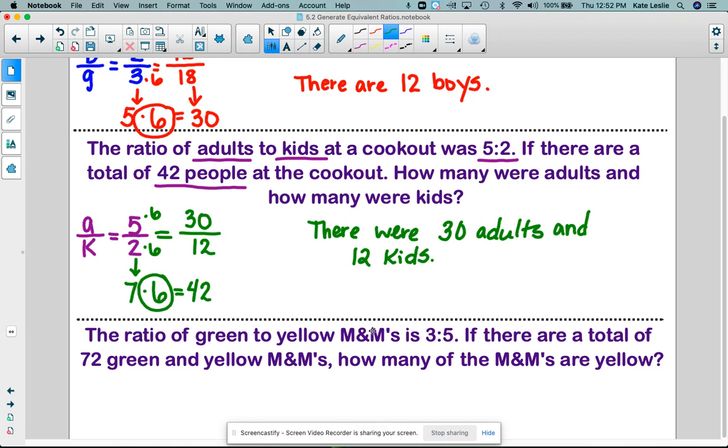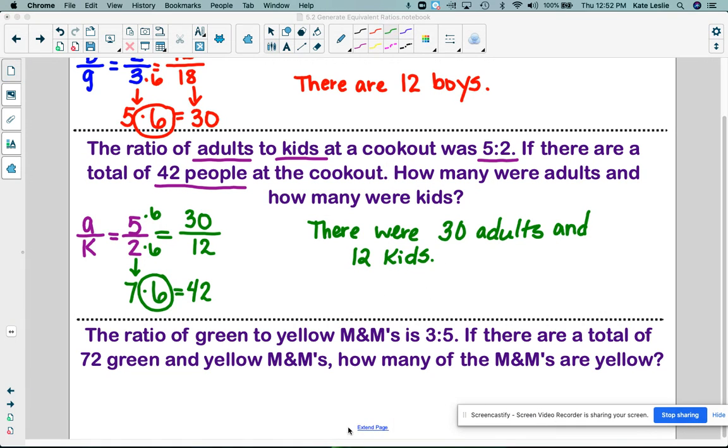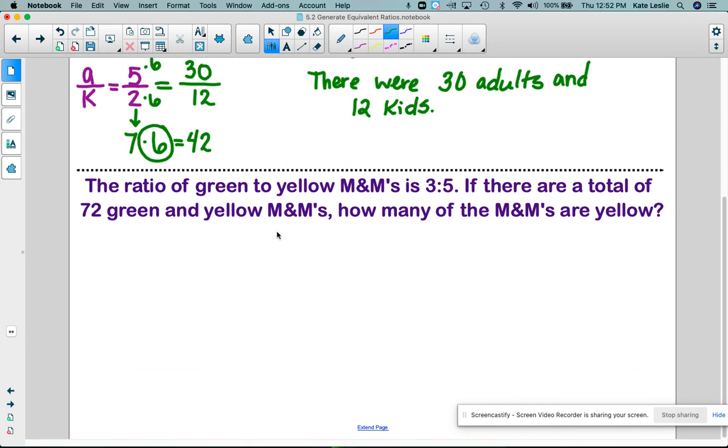Okay, let's do one more. This one says the ratio of green to yellow M&Ms is 3 to 5. So we're comparing green to yellow M&Ms. So green to yellow, and they tell us that the ratio is 3 to 5. If there are a total of 72 green and yellow, so they combine them, how many of the M&Ms are yellow?